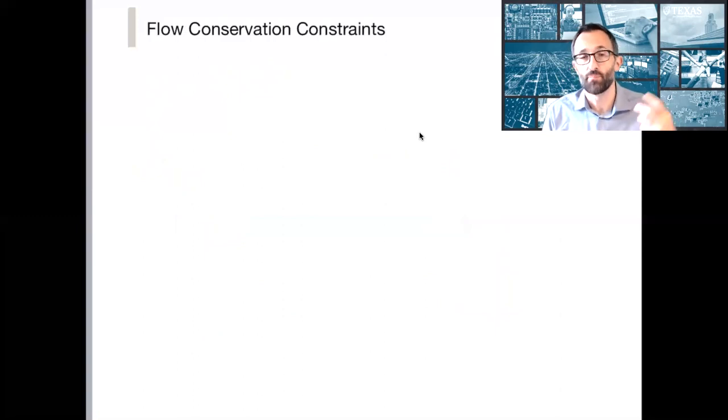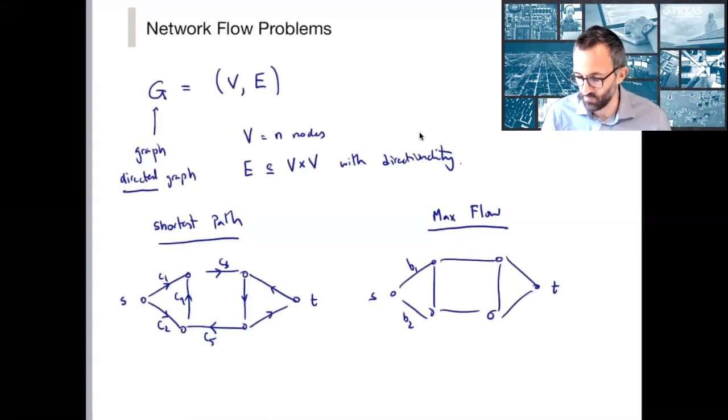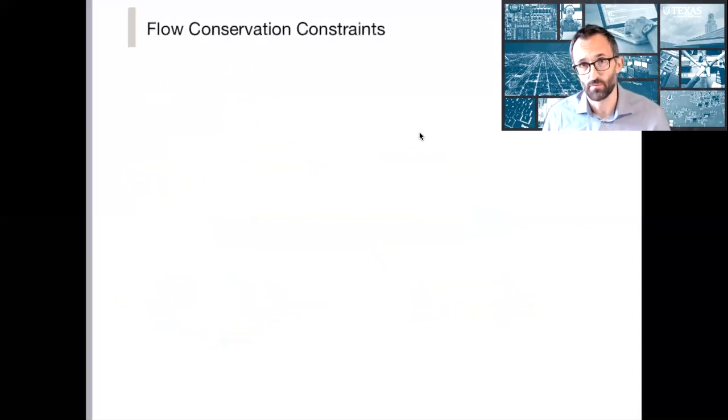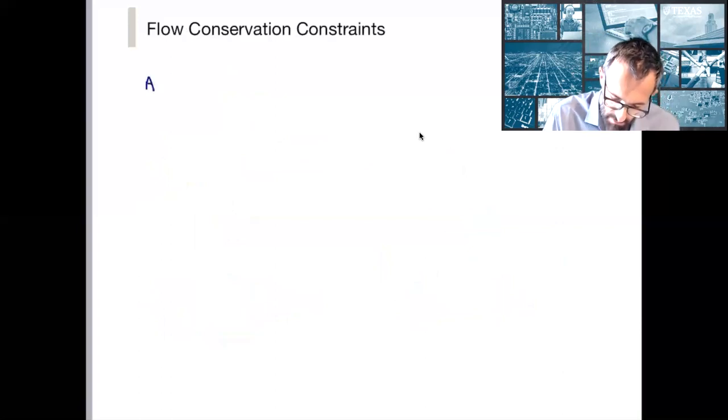Other than the supply and demand at a particular node, and just flipping back again, in max flow, we would assume that there is basically an infinite amount of supply going into S and an infinite amount of demand coming out of T. So except for those, every other node has to satisfy flow conservation. We can't gain or lose fluid. And the basic object that we're going to use throughout is a node arc incidence matrix.